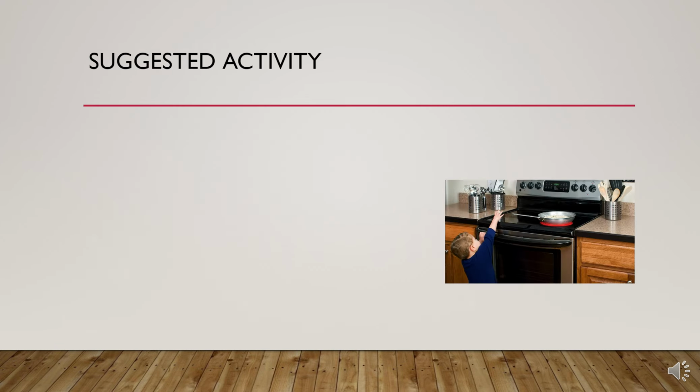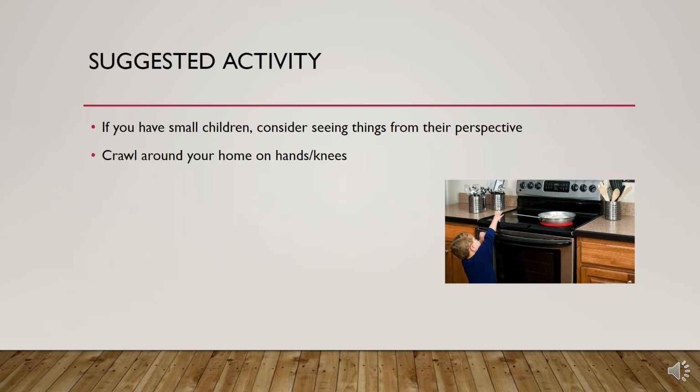So let's see, our suggested activity for today is, if you have small children, a good activity in addition to other aspects of a home hazard hunt is to crawl around your home on your hands and knees. I know that sounds funny, but this gives you a different perspective and allows you to see what hazards are at their level, at their eye level. Their eye level is definitely very different than ours, and you would probably be surprised at what you would see.